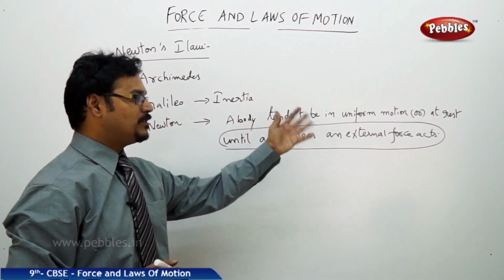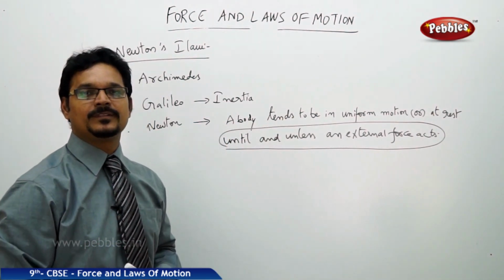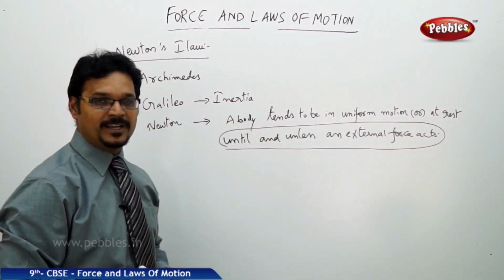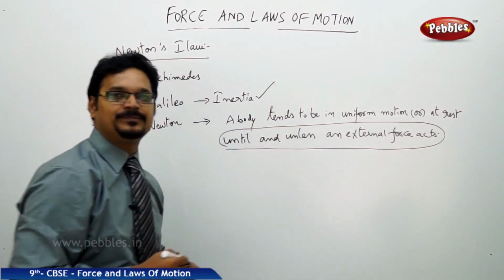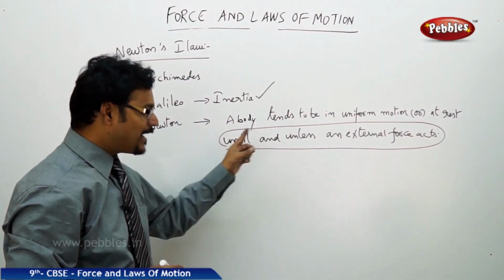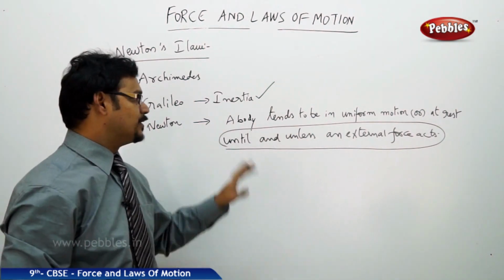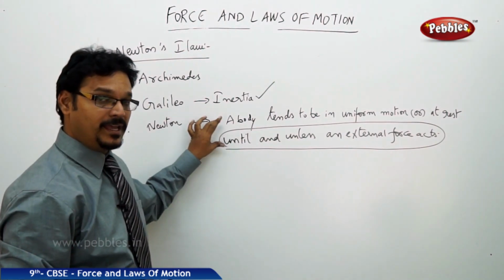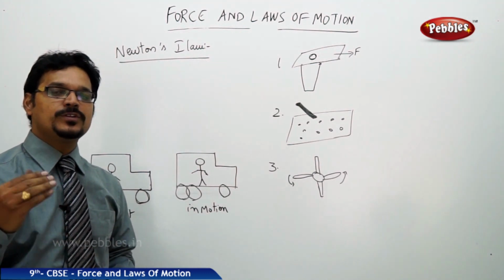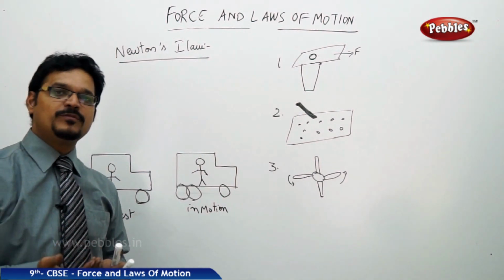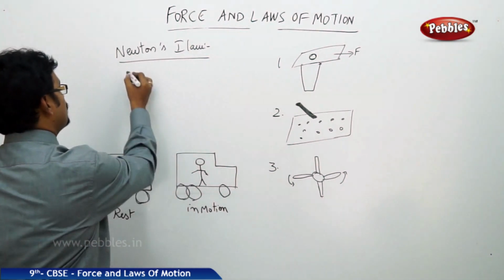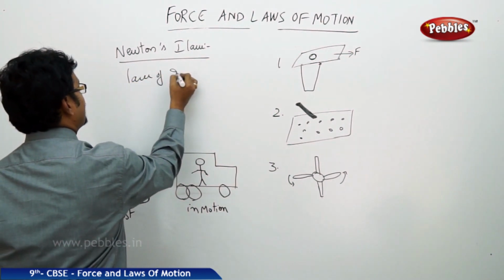He said a body tends to be in uniform motion or rest. That's it. A body at rest is in a state of rest. A body in motion is in a state of motion. That statement is given, and he said that statement is inertia. But Isaac Newton improvised the statement, and he said, until and unless an external force acts on the body. So this entire statement becomes a law which is called Newton's first law. So when we understand that Newton's first law statement is an improvised statement of inertia, we can say that Newton's first law is also called the law of inertia.